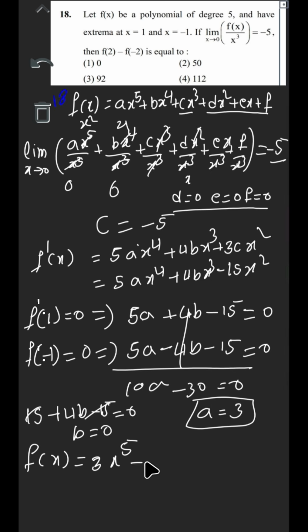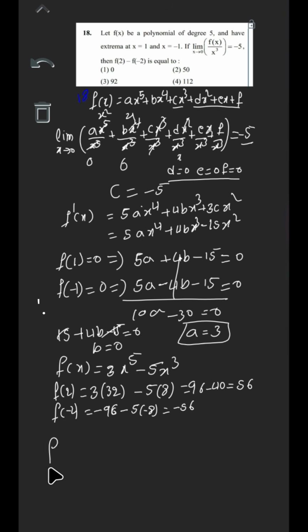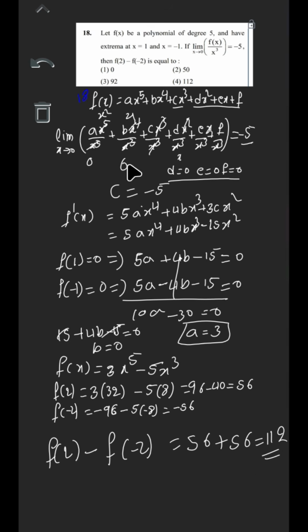And the c value is minus 5 x cube, and the d value, e value, f value are 0. So this is f of x. After doing the process, we will get f of 2 minus f of minus 2, which is equal to 56 minus of minus 56, that is plus 56, which is equal to 112. So the value is 112.